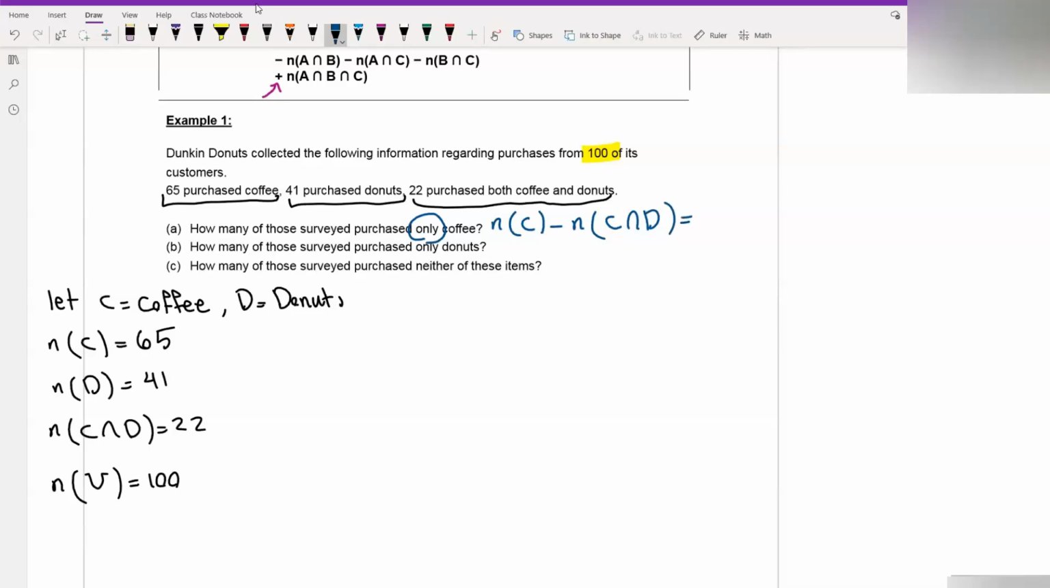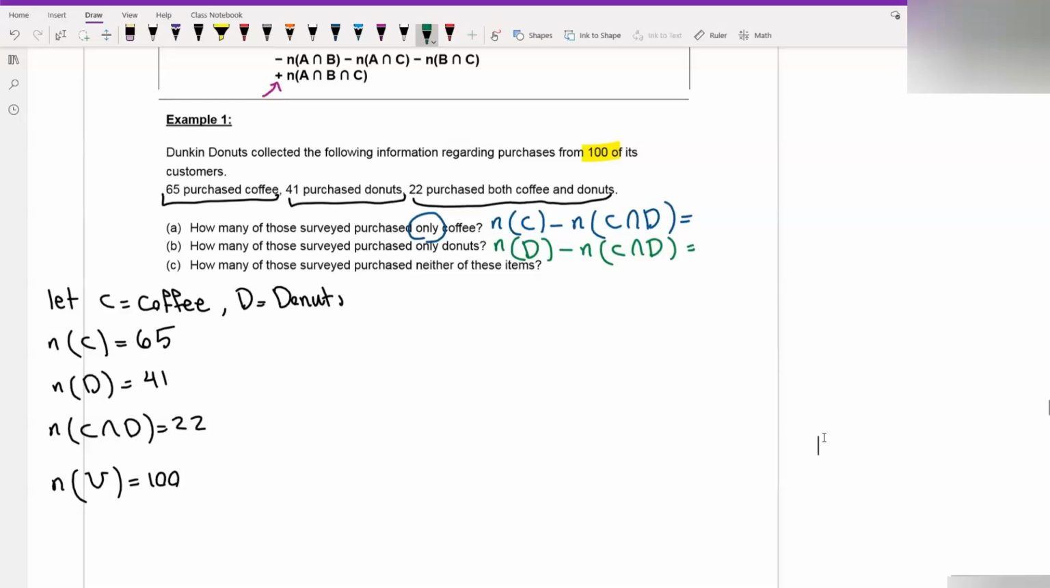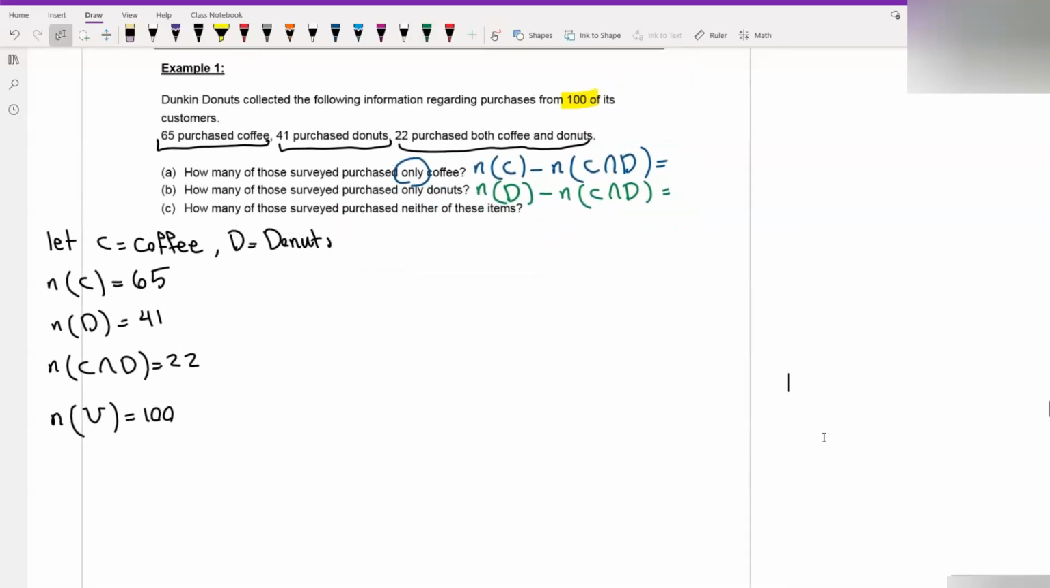So what is this one? And part B is how many of those surveyed purchased only donuts? So it's the same, but I have to use the number of elements in D minus the intersection. Let's work on these two. It's better to always draw a diagram.